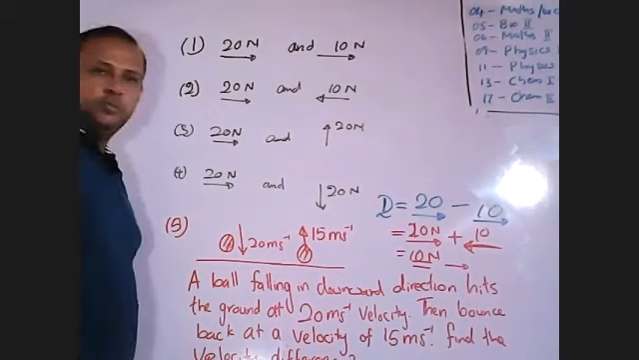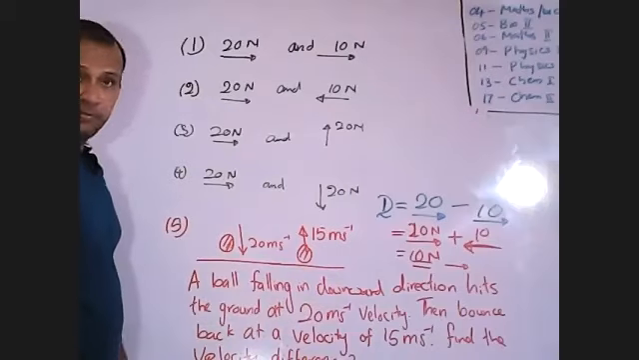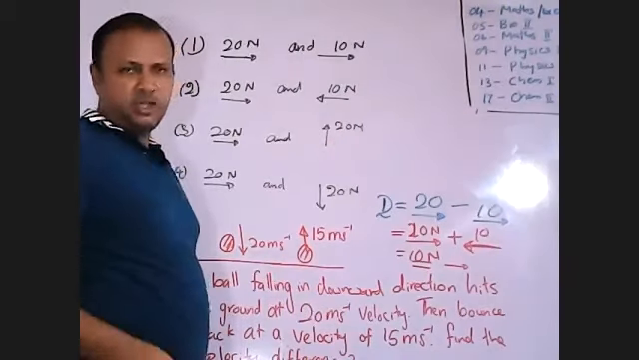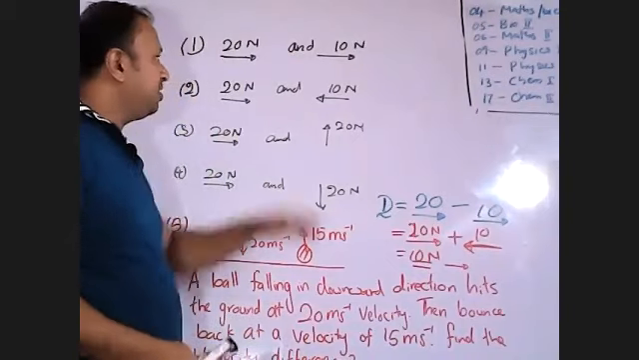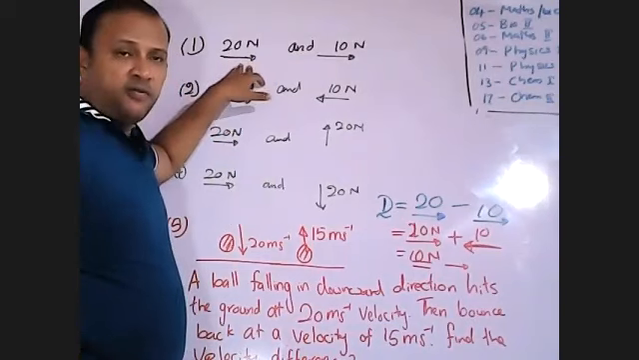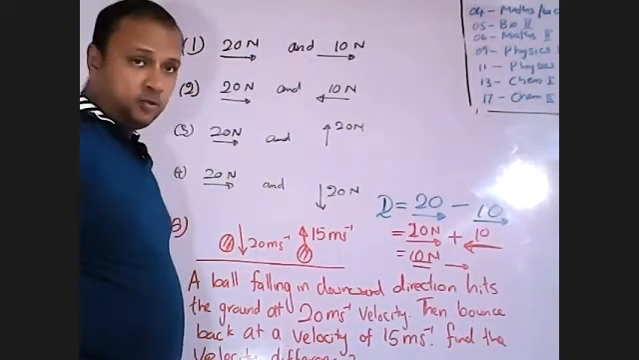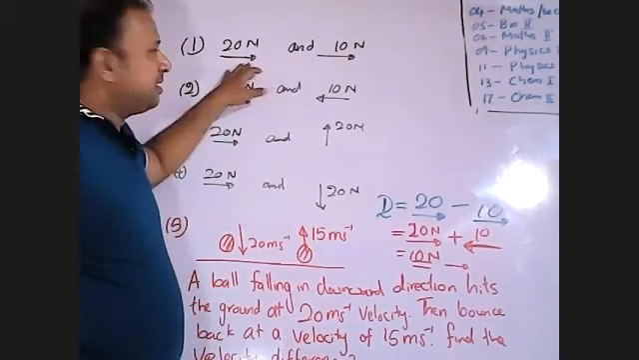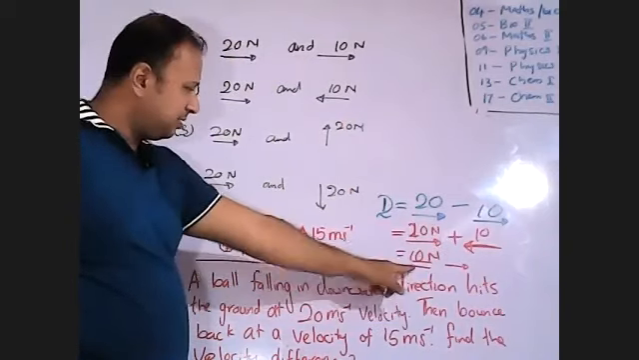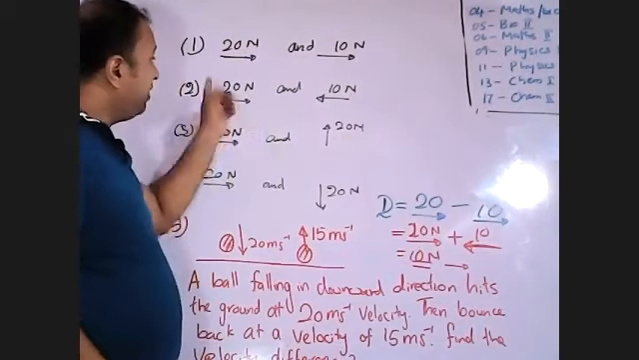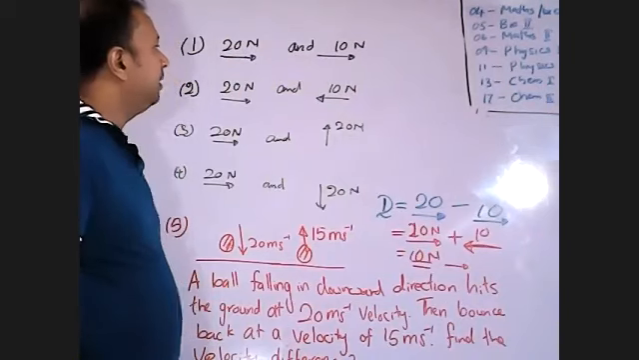Shall I do it? First one I have done. It is 10 Newton in the 20 Newton direction. So if you have two vectors in the same direction, you can subtract the first one and the second one and get the answer. If the first one is larger, then you will have the force in the same direction. If the second one is larger, then the direction will be reversed.